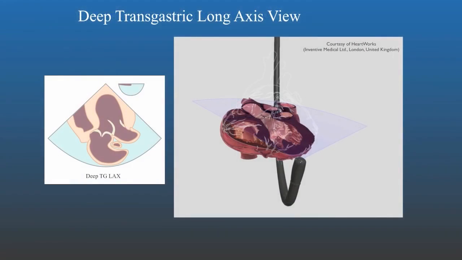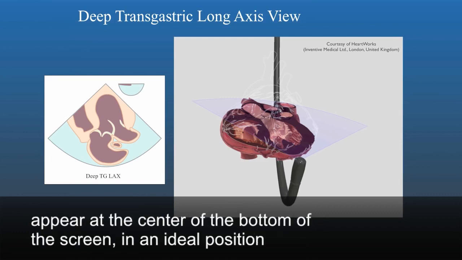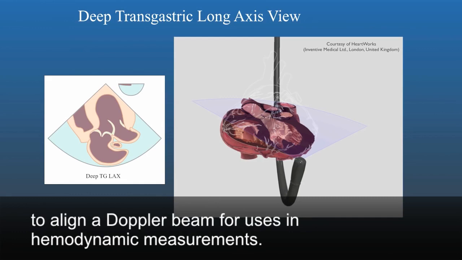Advancing the probe slightly deeper from the transgastric viewing depth and antiflexing the probe results in the deep transgastric view. It is typically achieved at between 45 and 50 centimeters in depth. In this view, the apex of the left ventricle appears at the top of the screen while the base is at the bottom. The left ventricular outflow tract, aortic valve, and proximal ascending aorta appear at the center of the bottom of the screen in an ideal position to align a Doppler beam for use in hemodynamic measurements.